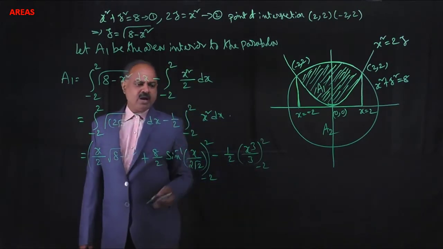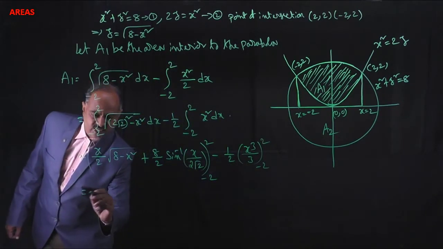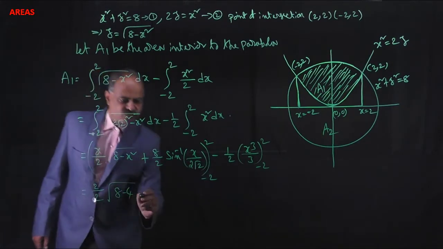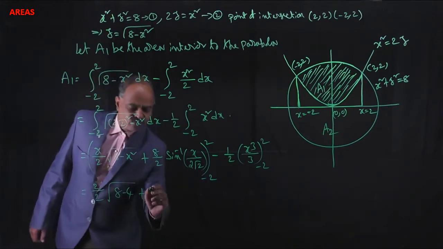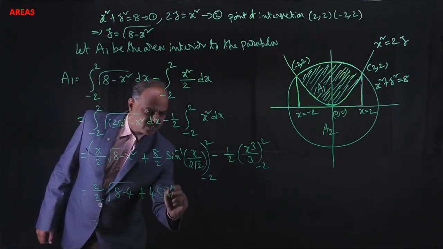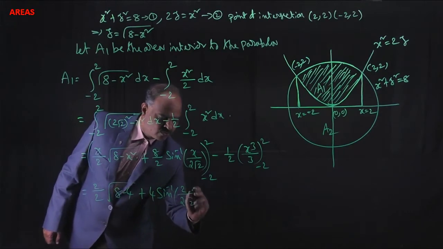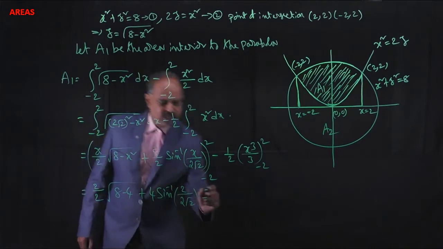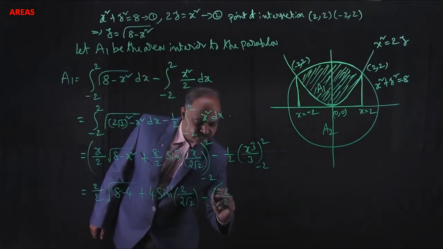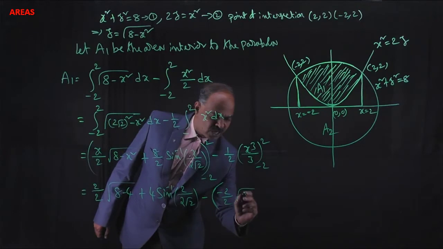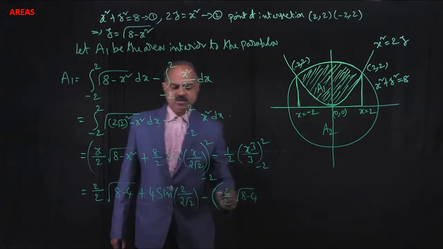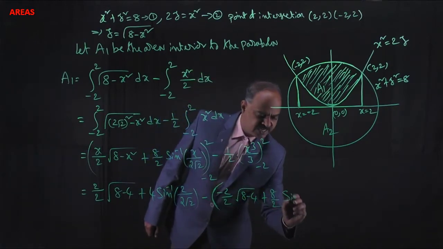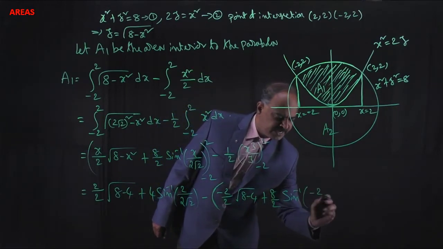First substitute upper limit in place of x. So here that is equals to 2 by 2 into square root of 8 minus 4 plus 8 by 2 into sine inverse 2 by root 2, minus substitute lower limit, minus 2 by 2 into square root of 8 minus 4 plus 8 by 2 into sine inverse minus 2 by 2 root 2.